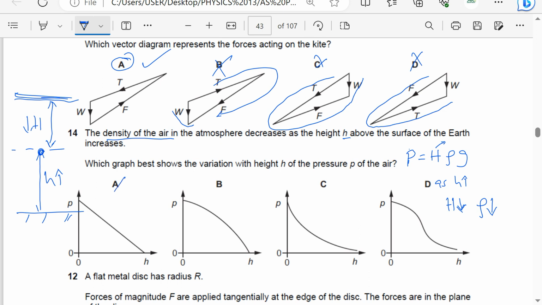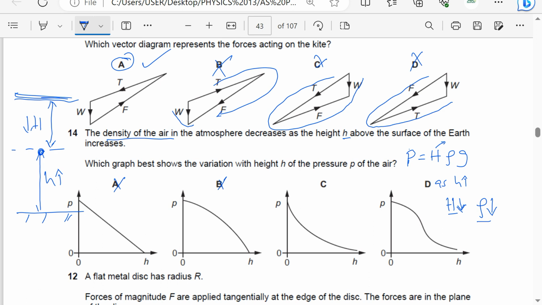So this is automatically not going to make any good sense, because as the height h increases, capital H decreases. But remember, density is not constant, it is decreasing. So it means the pressure, it is true the pressure decreases, but since capital H and rho are not constants, then we cannot have a perfect straight line. So that disqualifies A. Then we have B.